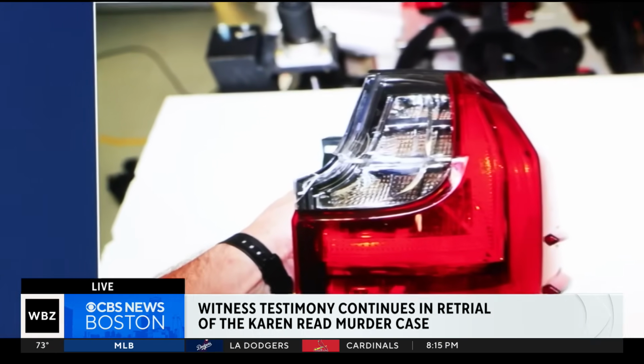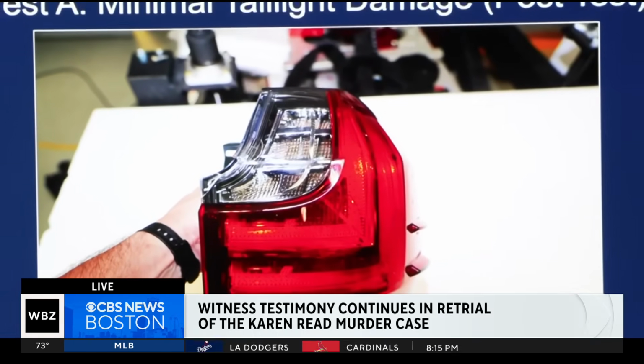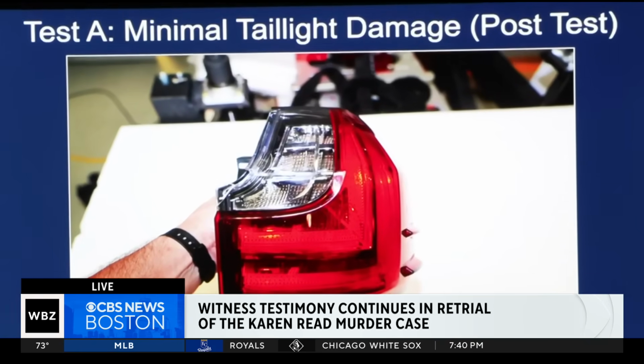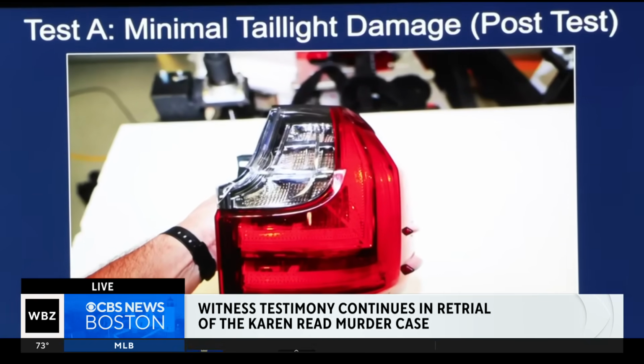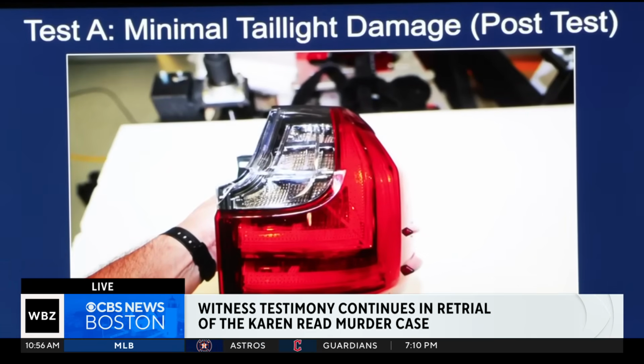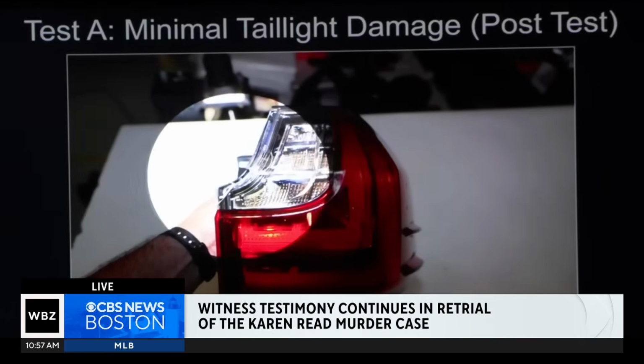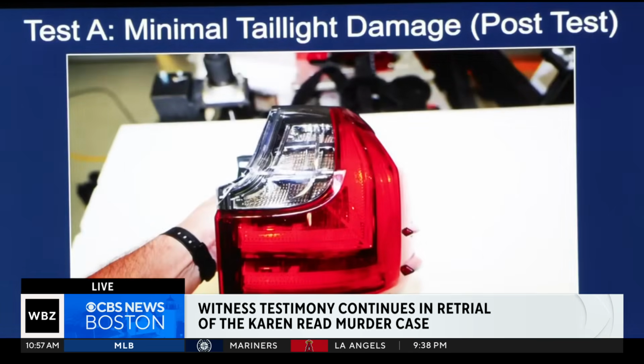What is this photograph? So this is photographs taken of the taillight after the 10-mile-an-hour test. I will note that there was a couple small fragments of the clear portion of the assembly, the outer lens, that was missing from that turn signal area towards the left here. There's a couple fragments missing, and then there was some small fracturing here in that area. How would you describe the damage to the taillight at the 10-mile-an-hour test?